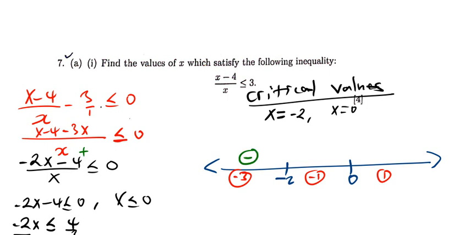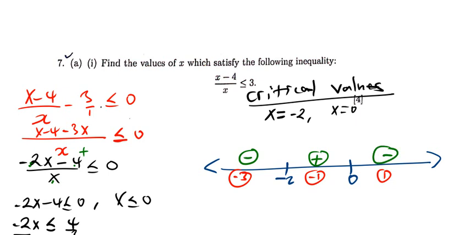Let's now put negative 1. If I put negative 1 here, it will be positive 2. Positive 2 minus 4 is negative. Then at the bottom, if I put negative 1, it is negative. So negative divided by negative is positive. If I put 1 here, it will be negative 2 minus 4, negative. One there is positive. So negative divided by positive is negative.